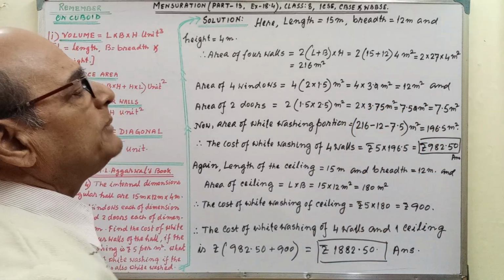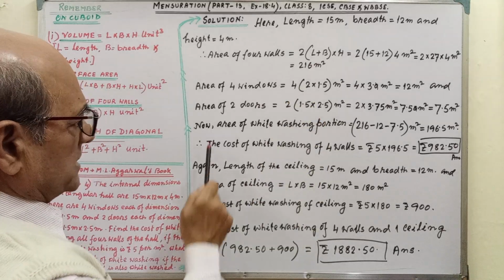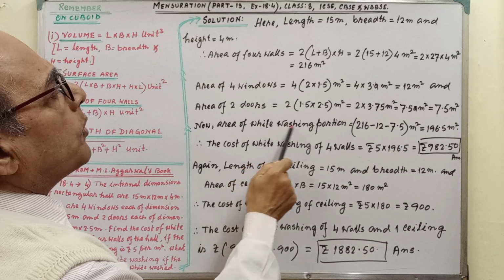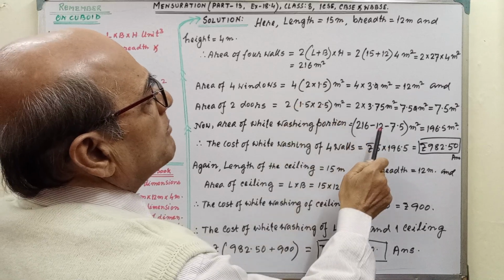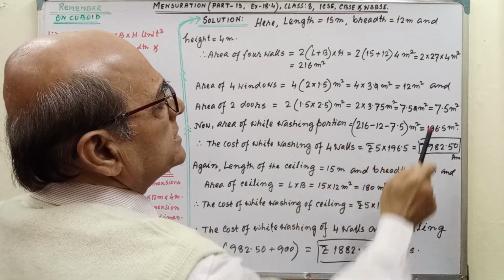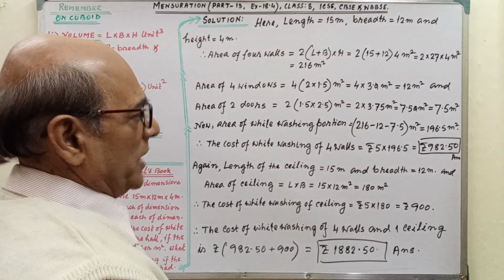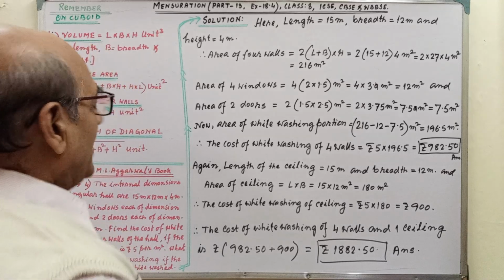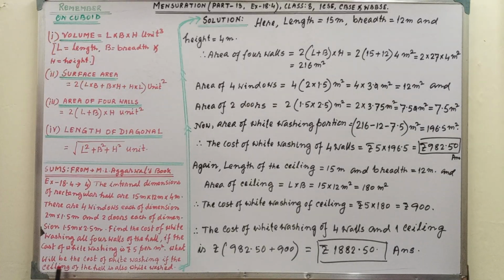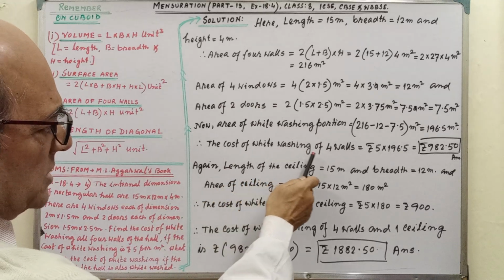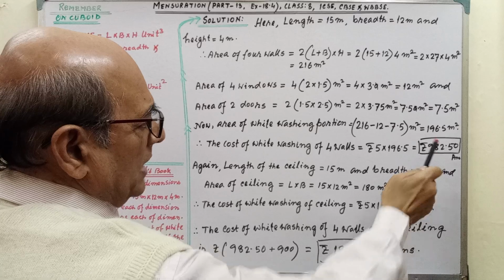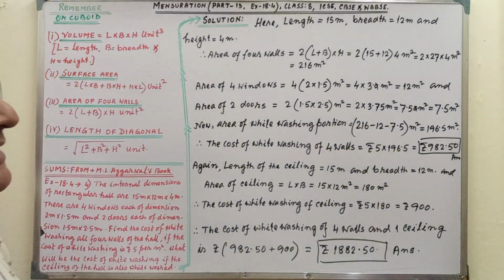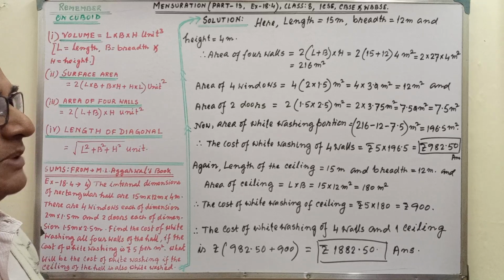These 2 areas will be subtracted from the area of the 4 walls. Therefore, now area of whitewashing portion is 216 minus 12 minus 7.5, by subtraction it is coming 196.5 meters square. We have to whitewash this portion. And cost is given in our sum, rupees 5 per meter square. This is why cost of whitewashing of 4 walls, rupees 5 per meter square, so this we have to multiply. By multiplying we are getting rupees 982.50, that is 50 paisa.